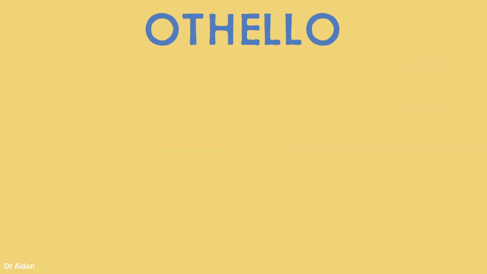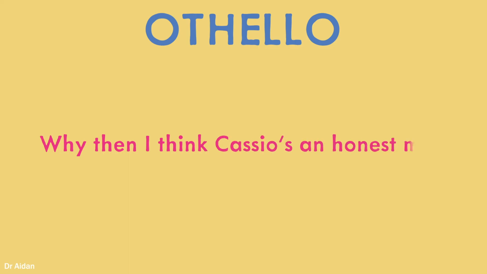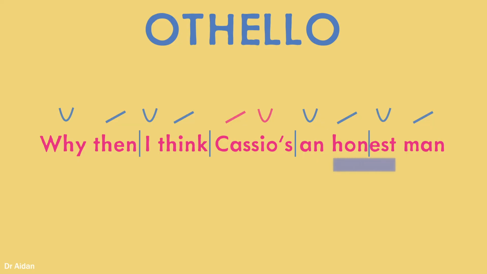Thirdly, what about this line from Othello? Why then? I think Cassio's an honest man. In this case, the trochee is Cassio's. You can hear that there's more stress on Cass and less on sio. Again, it comes after the fourth syllable and changes the iambic pattern to draw our attention to the point under dispute at this moment in the play. Is Cassio honest, or is he deceiving Othello by having an affair with Desdemona?